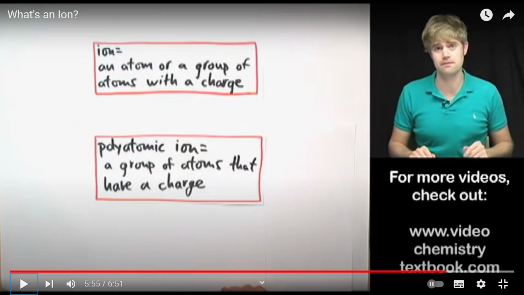What's that? Oh, yeah. Yeah, it does look kind of weird, doesn't it? Anyway, polyatomic ion. It's a group of atoms that has a charge. And we'll look at those in more depth in our next unit.